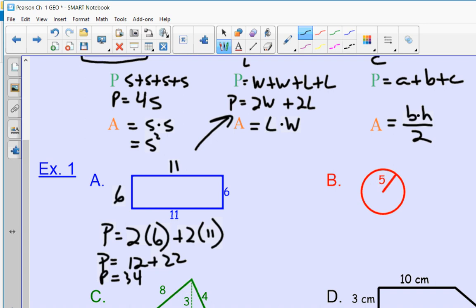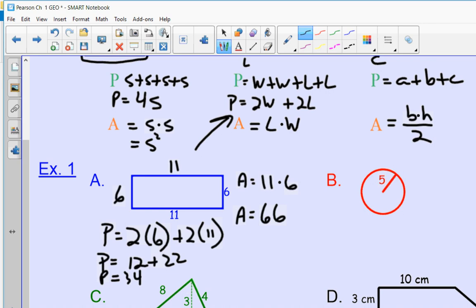All right. The area of a rectangle would be the length times the width, or width times the length. It doesn't matter the order. So 11 times 6 gives me 66. Typically, if it was inches or feet or meters, whatever, I need to notate that. But since they're not giving me anything, I'm not going to do that.